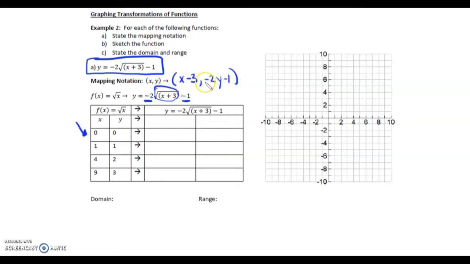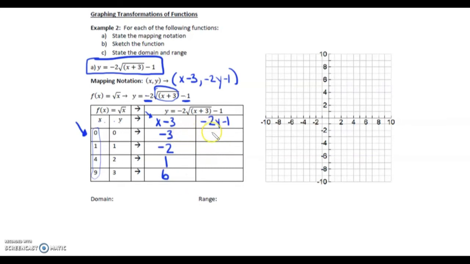Okay, this is a reflection in the x-axis, vertical stretch by a factor of 2, and down 1. So these two mappings I'm going to put, so this is going to be our x column, x, y. Okay, these map onto x minus 3 and -2y minus 1. So every single x value here, we're actually going to subtract 3 from. So 0 minus 3, 1 minus 3, 4 minus 3, 9 minus 3.